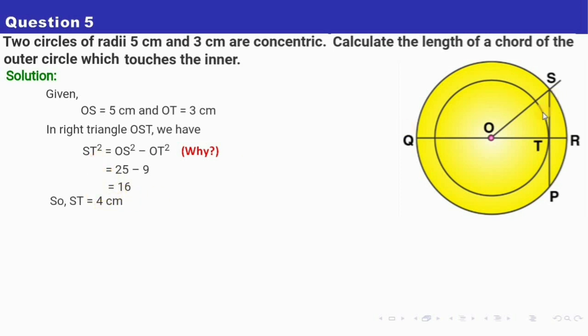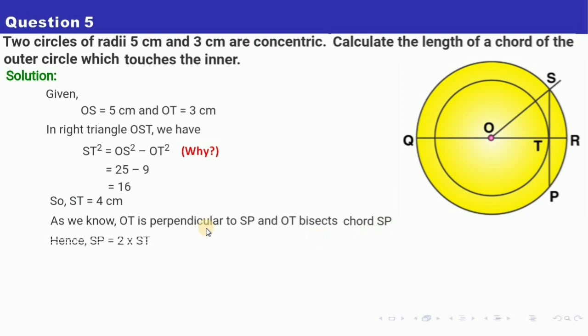Now as I said earlier, this OT will bisect SP, that is, ST and TP both will be equal to each other. So can I say SP will be double of ST? Yes, we can say that. As we know, OT is perpendicular to SP and OT bisects chord SP. So SP, that is the length of the chord, will be double of ST, right? What is ST here? ST is 4. So 2 into 4 turns out to be 8 centimeter. So my answer, the length of the chord, will be 8 centimeter. You may pause the video to note down.